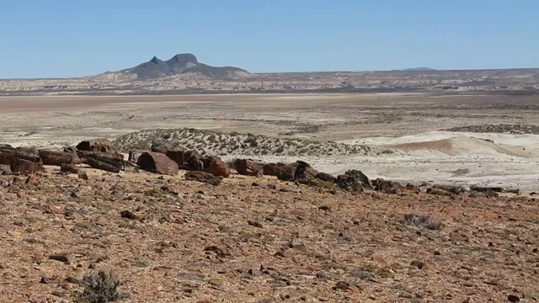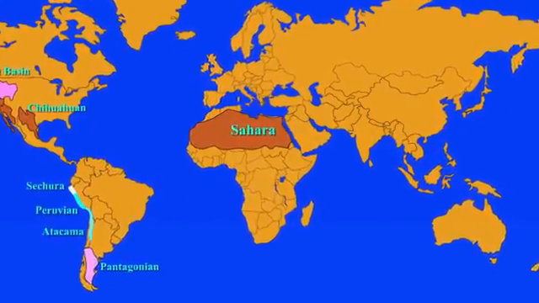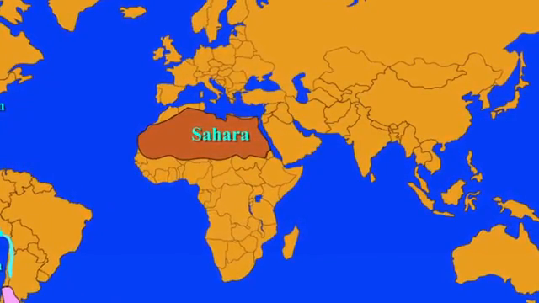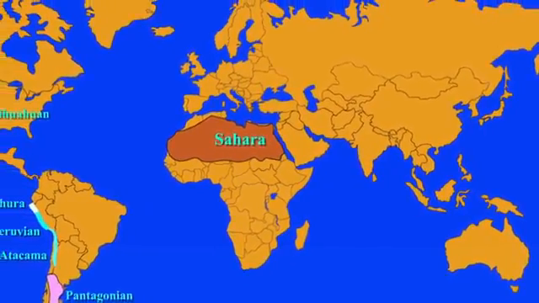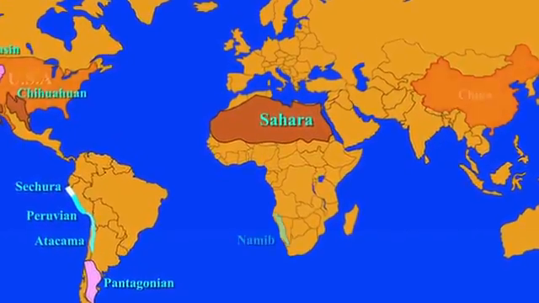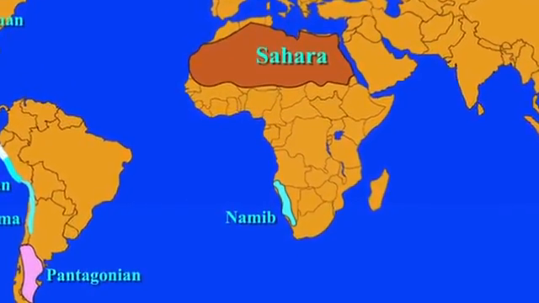Next we come to Africa. Here it is the Sahara. It is the largest hot desert and the third largest desert in the world after Antarctica and the Arctic. It has an area of 92 lakh square kilometers and its area is comparable to the area of China and United States. Next one is the Namib. Now Namib is a coastal desert in southern Africa.